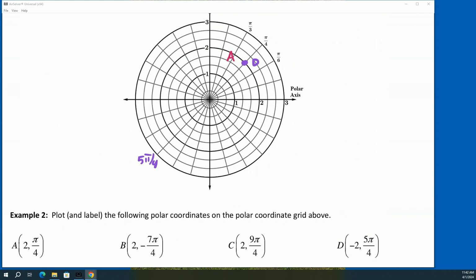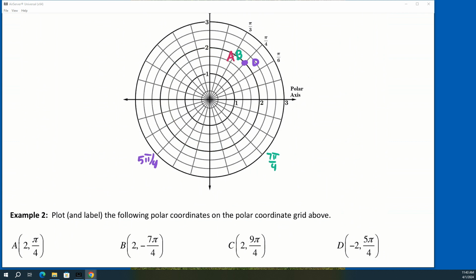All right, and then for B, we're going to do 2 and then negative 7 pi over 4. So 7 pi over 4 is this angle. So we're going to rotate this much. Sorry, not that much. This much. But we're going to do it in the negative direction. And it is taking us right back to that same point.